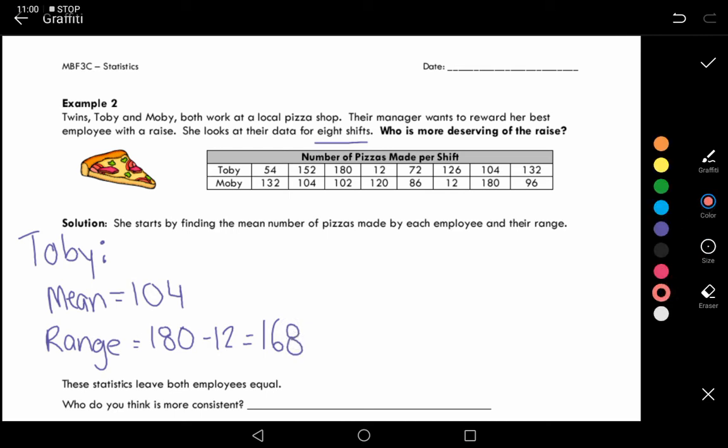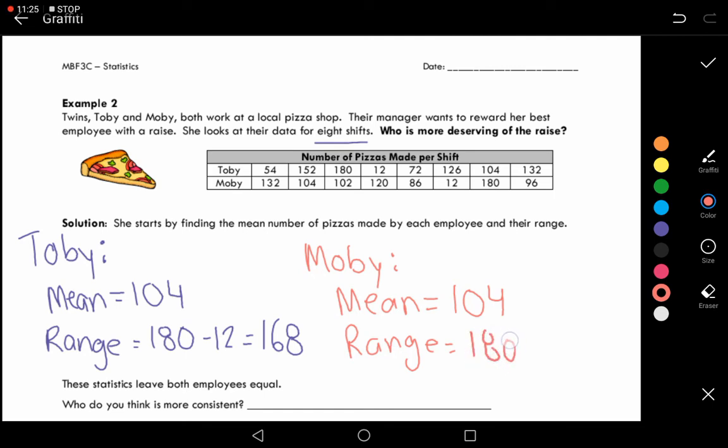I'll change colors, and we'll do Moby. Okay, so again, the mean, we're just adding all of those numbers together and dividing by 8. So we're going to get 104. And for the range, we're going to take the most amount of pizzas that he made, which was also 180. And the smallest amount that he made was also 12. So the range there was also 168.